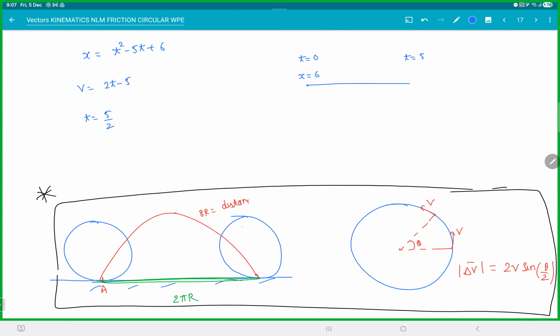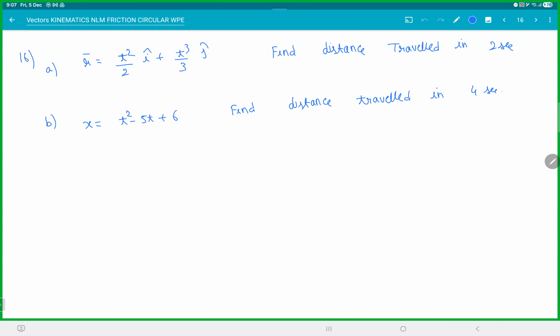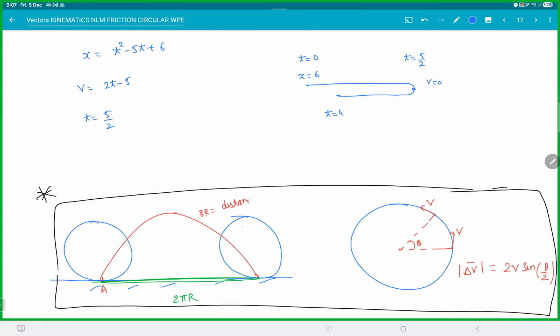At t is equal to 5 by 2, your velocity becomes 0, which means that is when you will take a turn. You find that x coordinate. And then t is equal to 4 seconds. Again, find the x coordinate. So that would be how much? 4 square, 16 minus 20 plus 6. That would be x is equal to 2. So this thing has gone actually quite a lot.